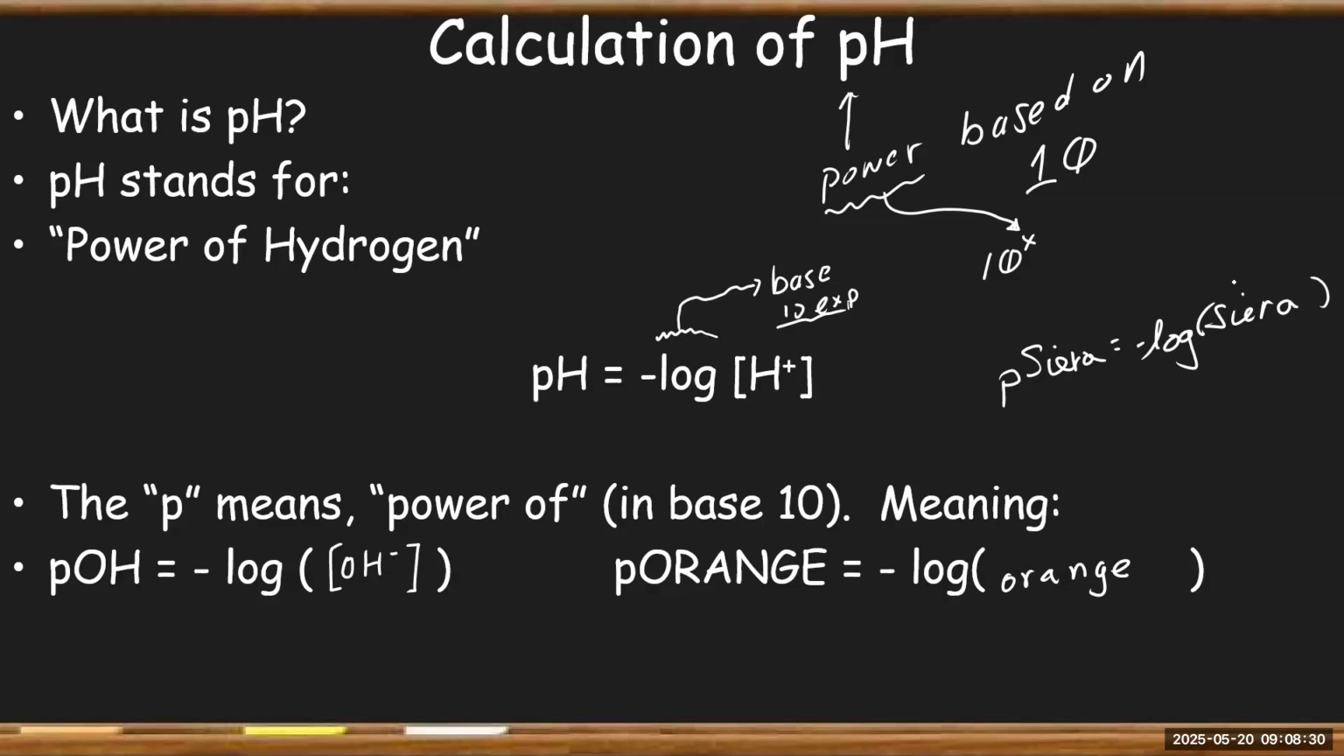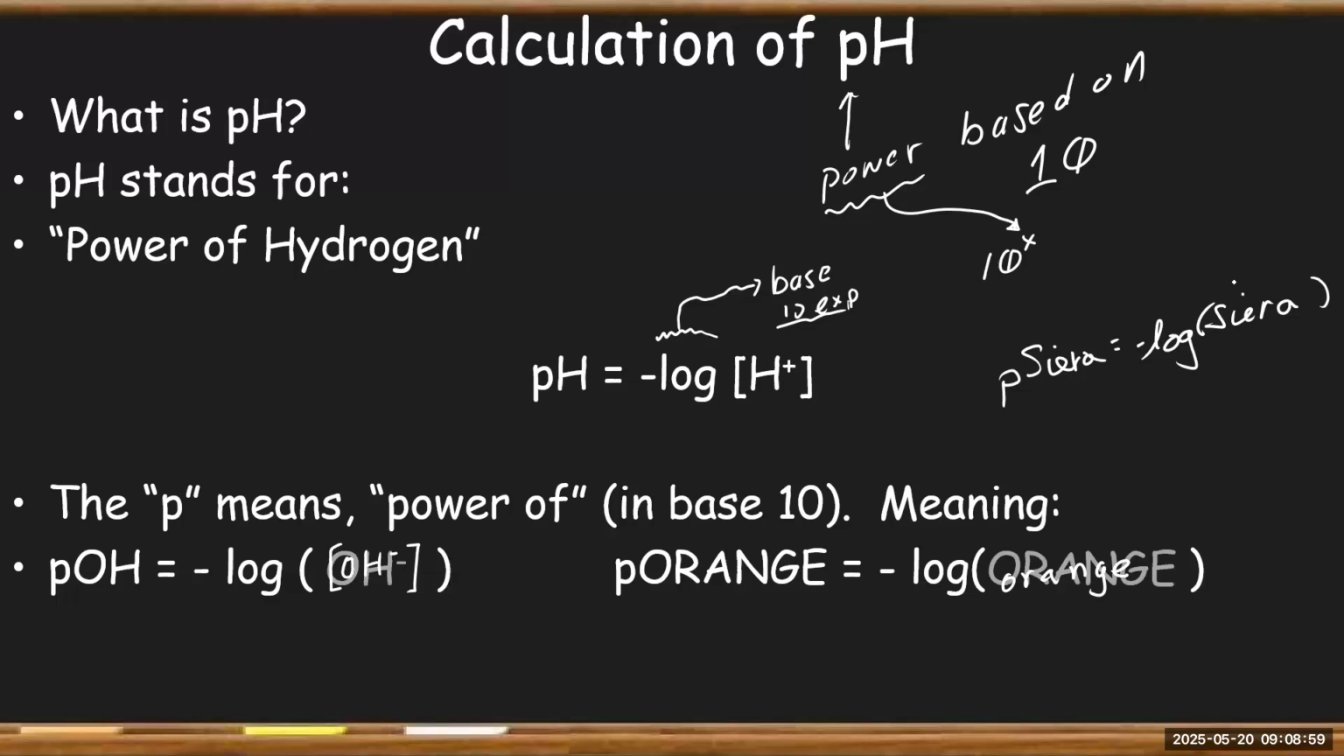What you would do is take your calculator, press the negative button, press the log button, and then type in Sierra and hit enter. That's how you do it, right? Don't overthink it. If you see the small letter P in front of a number or a term, it just means take the negative log of whatever you see in the term. That's all it means, okay? Everybody okay?